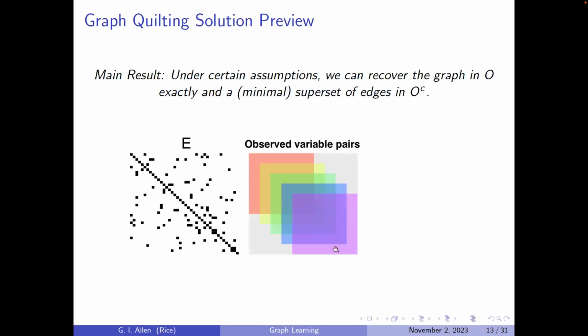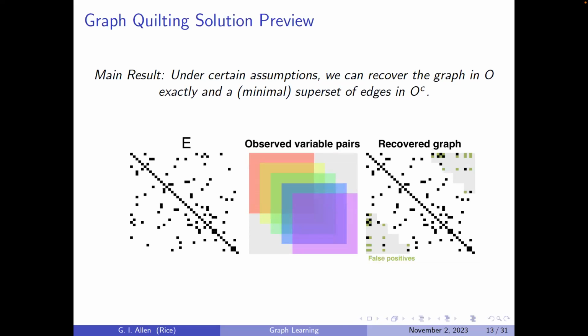And this will be our observed variable pairs, our observation pattern. In gray is O complement, pairs that we have not observed together. So our main result, and this is a population result first, we extend this to finite samples later, says it is possible to identify the graph perfectly with high probability in the observed portion. In the unobserved portion, the graph is not identifiable. The best you can do is find a superset of the edges, and we can identify the minimal superset that covers all possible edges consistent with the observation pattern, and this is the best you can do. This is our main result.